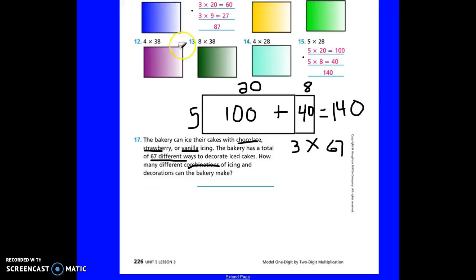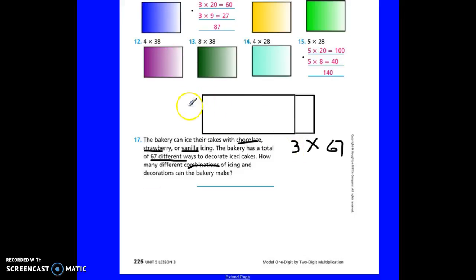Let's go ahead and try to figure that out up here. And I'm going to actually have you work this one out and see if you can figure it out, and then we'll check your answer. So go ahead and do 3 times 67. All right, let's see how you did.